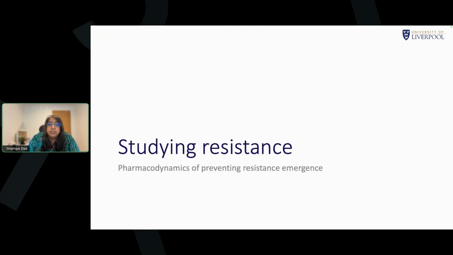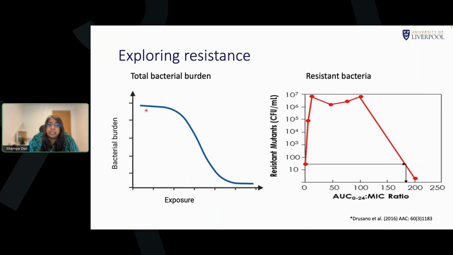So let's move on to studying resistance. It's not sufficient just to look at the impact on bacterial burden. We also want to know what's going on with the resistant population. So we need to understand this profile as well. And just as a reminder, we believe the PK/PD relationship with resistance takes the form of this inverted U.